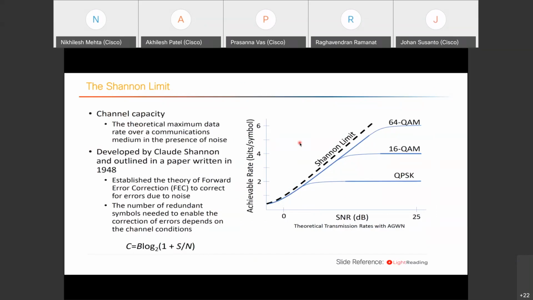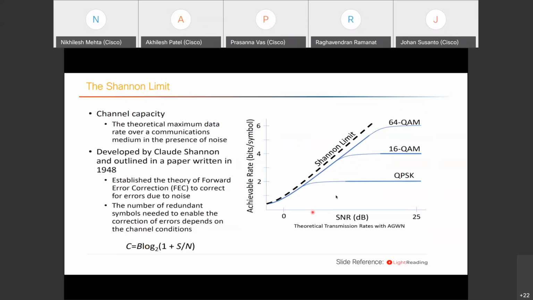What this Shannon limit says is, he has given one formula: C equals B log2(1 + S/N), where S/N is your signal to noise ratio, B is the bandwidth of the channel, and C is the channel capacity.